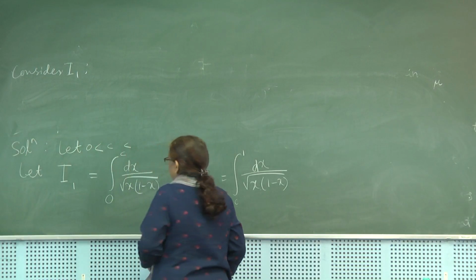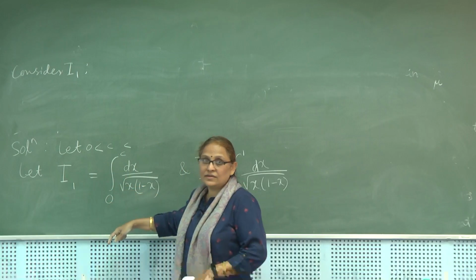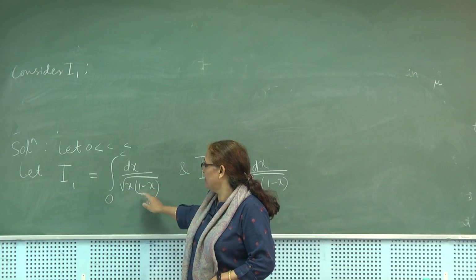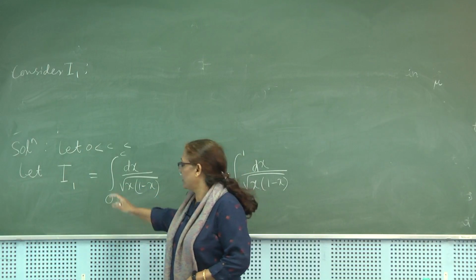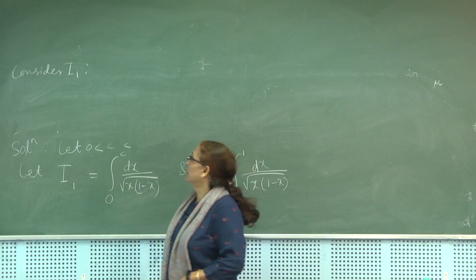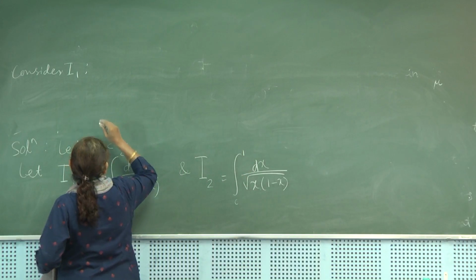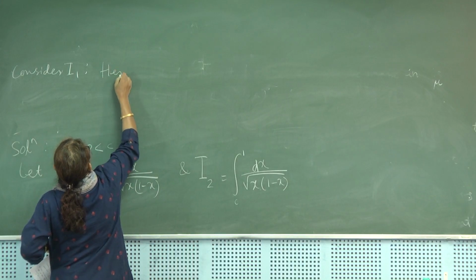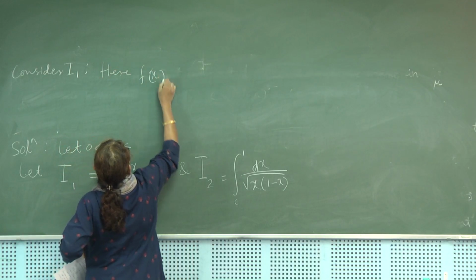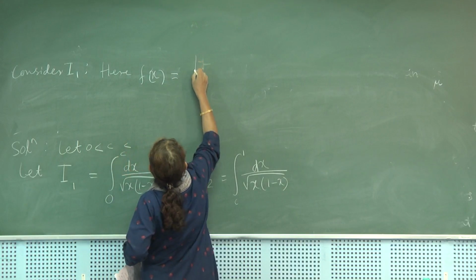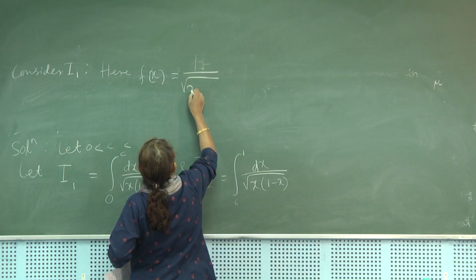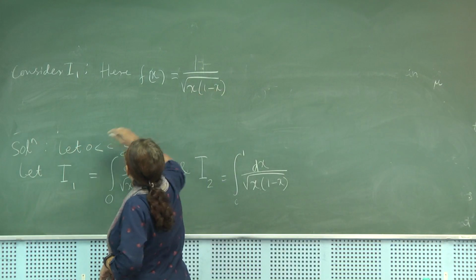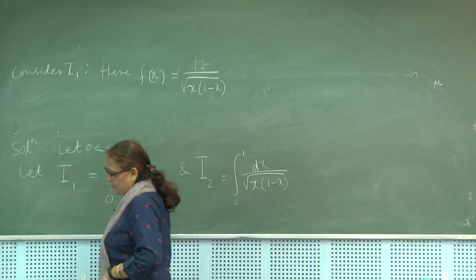Well, here we shall apply the mu test for the convergence of this improper integral I1, and here the integrand is f(x) equal to 1 upon square root of x into 1 minus x. This is what the integrand is.